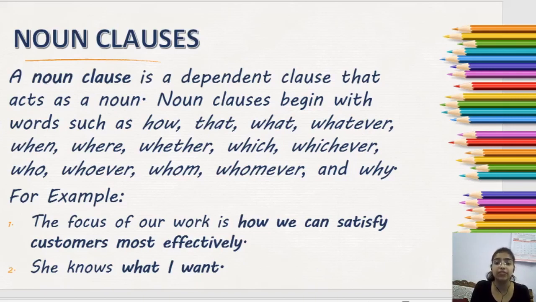Noun clauses begin with words such as how, that, what, whatever, when, where, whether, which, whichever, who, whoever, whom, whomever, and why. For example, the focus of our work is how we can satisfy customers most effectively. Our focus lies on what? That is, how we can satisfy our customers most effectively.